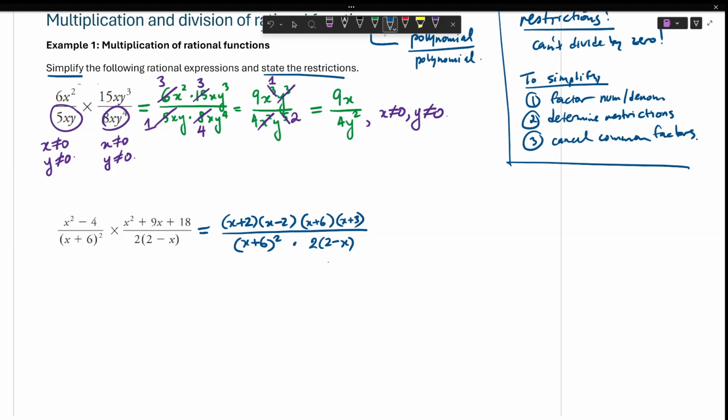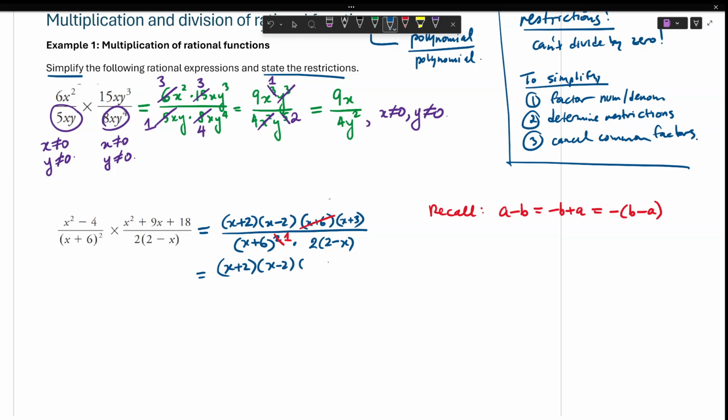Okay, let's hunt for some common factors. So we know x plus 6 is common. You can take out one of them from the top and the bottom. And at first glance, it looks like there's nothing else there. But let's recall this trick that a minus b is really negative b plus a, which you can make look like negative of b minus a. So you'll notice that you can do this with x minus 2 and 2 minus x.